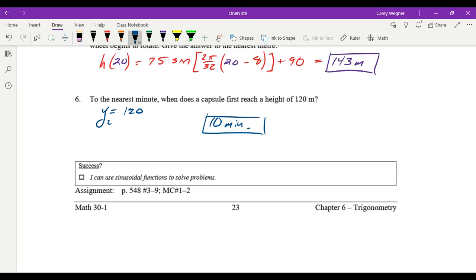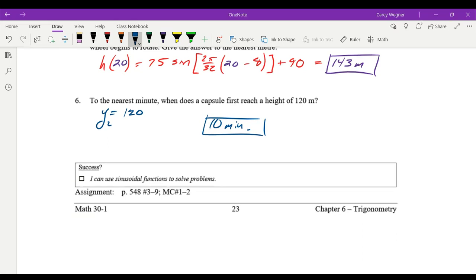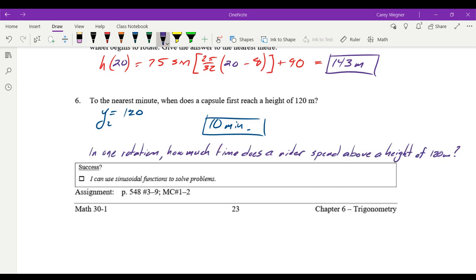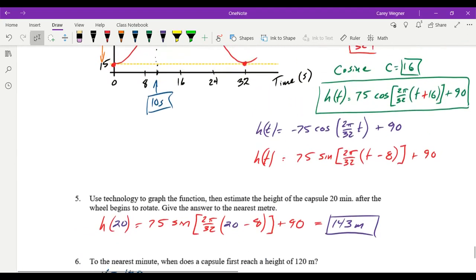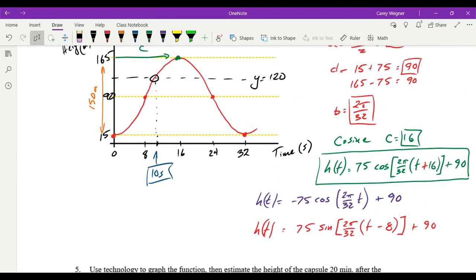Now consider the next question. In one rotation of the Ferris wheel, how much time does a rider spend above a height of 120 meters? Give your answer to the nearest tenth of a minute. Well, if you look at the graph on your calculator, I'll look at the one we sketched up here. What we want is to find this next time that we're going to reach that height and find out how much time passes in between.